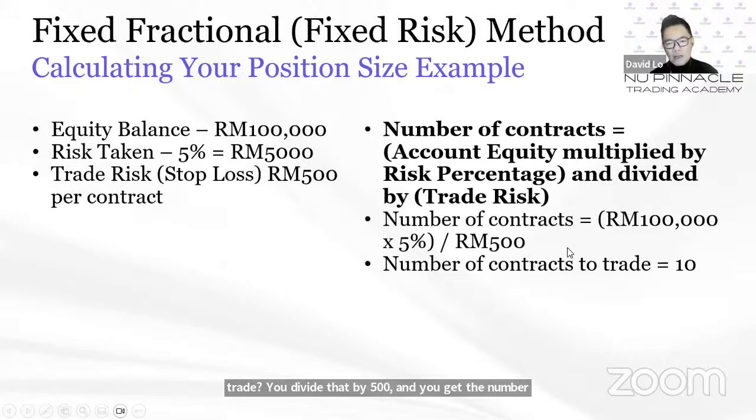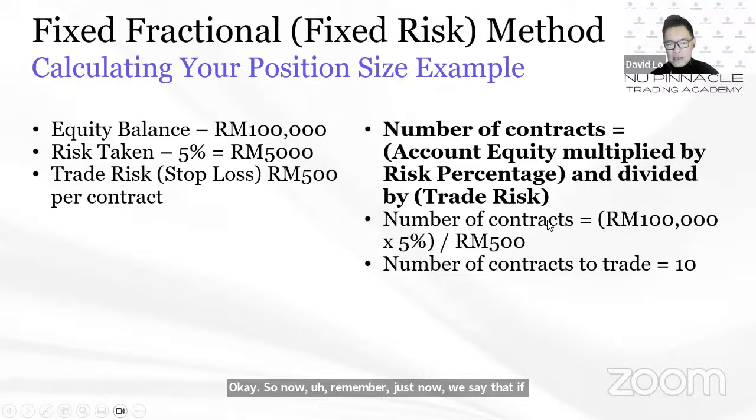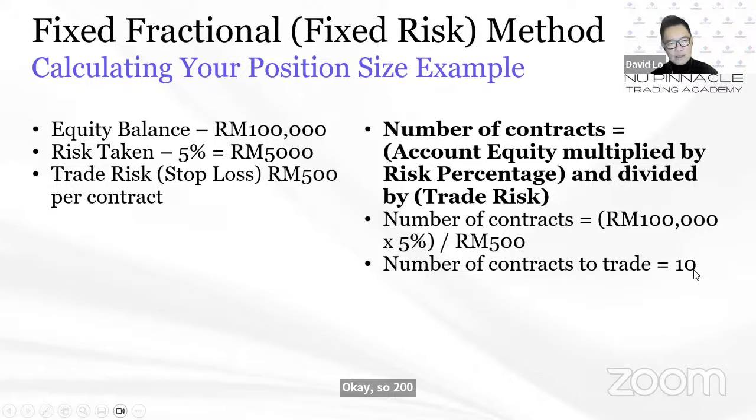Now remember, we said that if your account size increases, say you're good at trading, you're successful, you caught a very good trend, and now you have 200,000 in your account, how many contracts do you trade? 10,000 divided by 500, you will trade 20 contracts, right?